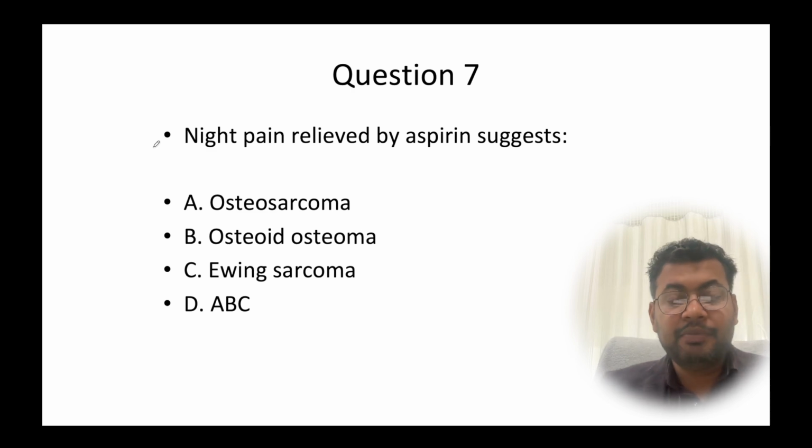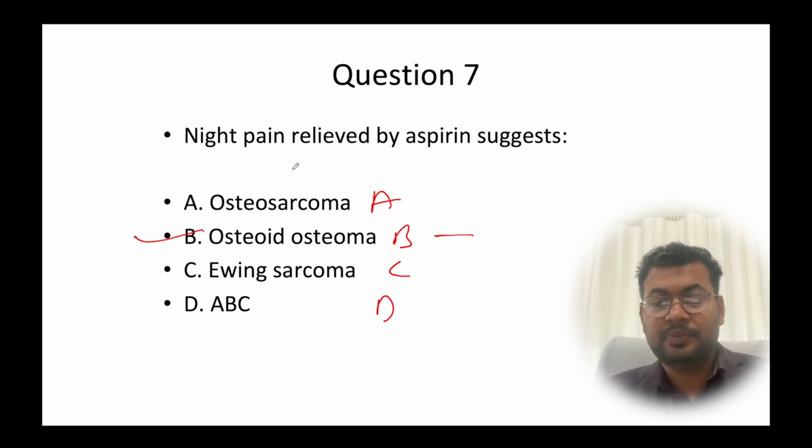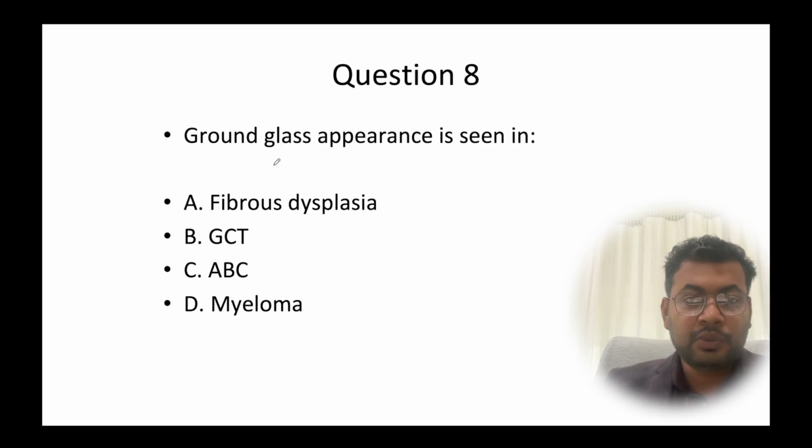Night pain relieved by aspirin. A. Osteosarcoma, B. Osteoid osteoma, C. Ewing sarcoma, D. Aneurysmal bone cyst. So this is a pathognomonic sign of osteoid osteoma. So answer is B. Osteoid osteoma.